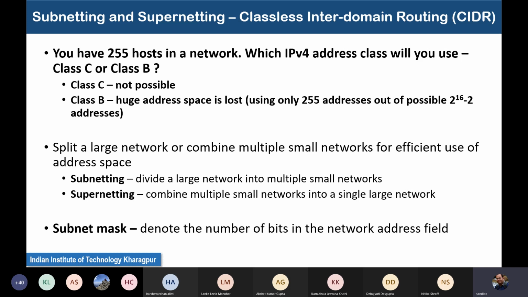Now, here is the interesting part. Okay, so if you take a pool of IP addresses from class B, it supports 2 to the power 16 minus 2 addresses, right? But you are only going to use 255 hosts in your network, right?